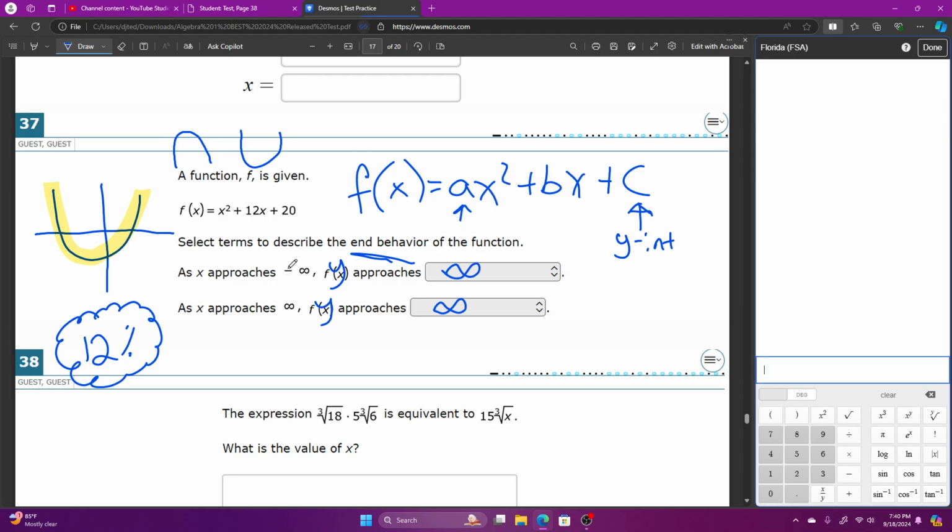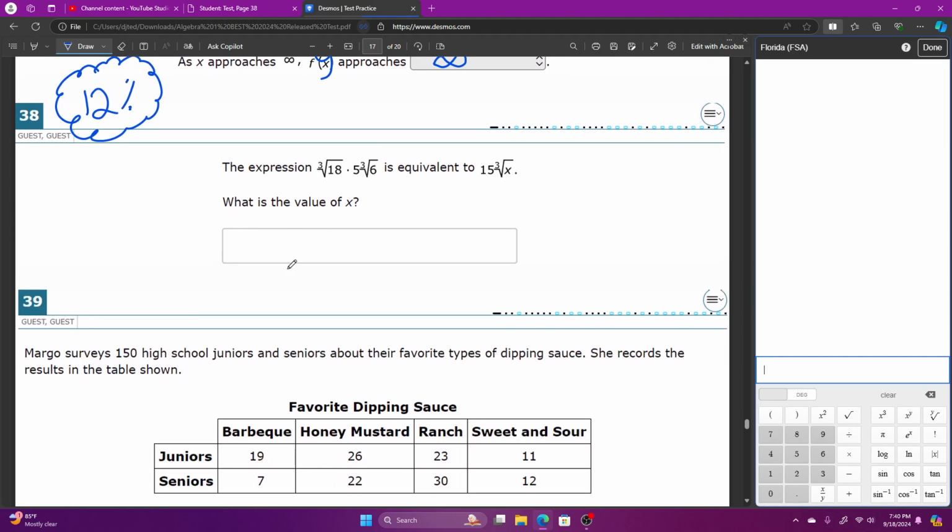The next question, number 38, says the expression the cube root of 18 times 5 cube root of 6 is equivalent to 15 cube root of what? What is the value of x? Well, since you're allowed to use this calculator, literally you could kind of just guess and check till you get it. Just put this part in on the calculator.